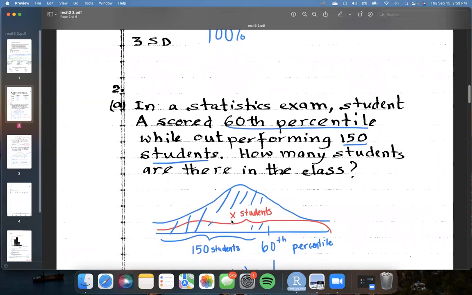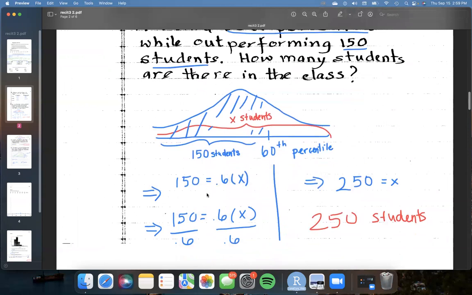And so we want to find out, okay, how many total students? That would be X in this situation because I set it up like this. So we have 150 students equals 0.6 times the total. So we have our 60% times the total, and we're trying to find out what that total number of students is. So I'm just going to solve this algebraic equation. The first step, I'm going to divide by 0.6 on each side here. And then you'll get that X equals 250. So 250 students, that's the total number of students in the class.